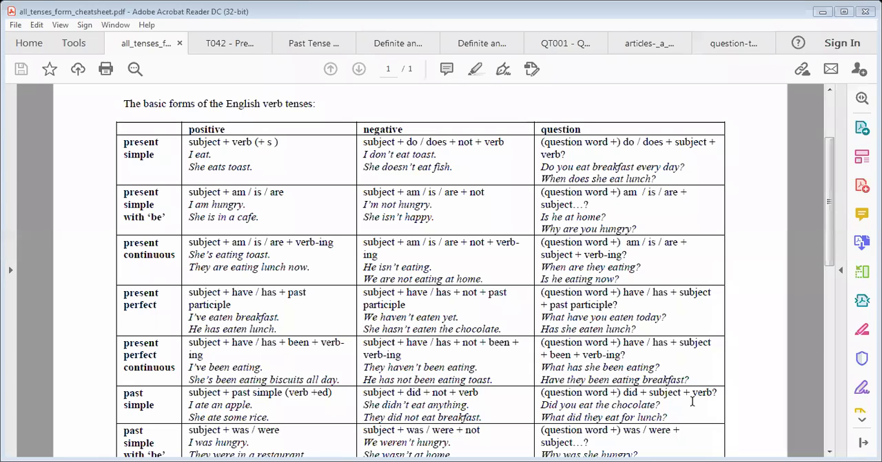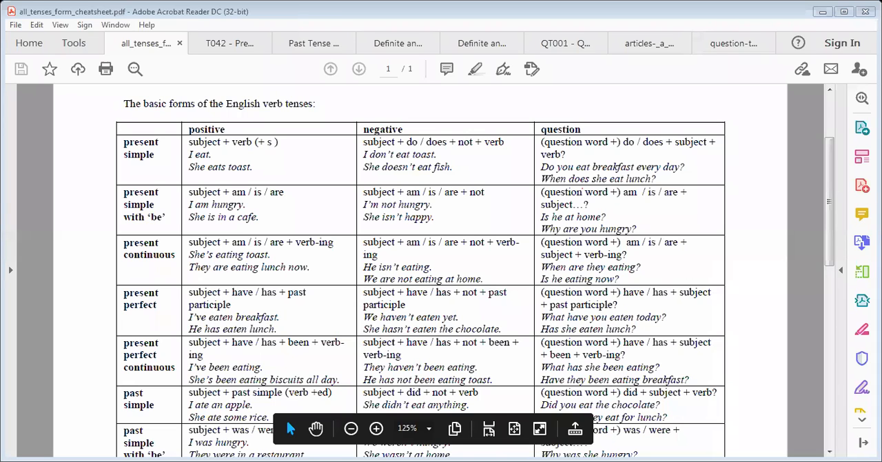I'm revising. Now there are 12 kinds of tenses. You have to remember their sentence structure. So you should be able to identify the tense and you should be able to convert one tense to the other.